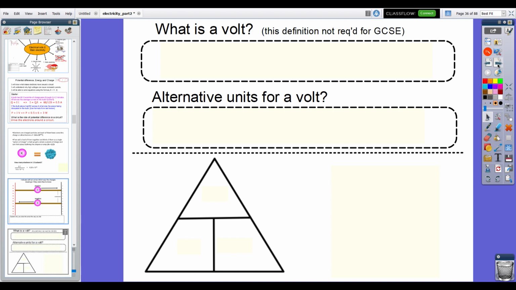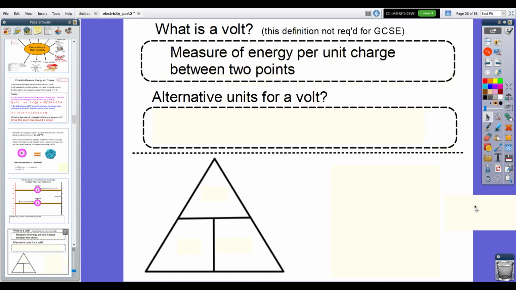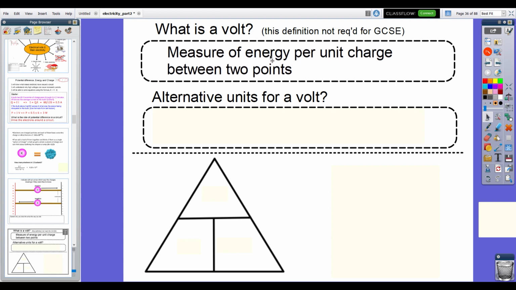Okay. So this is a definition that we use at A level. So it's not necessarily required here, but really, what is a volt? What is potential difference? What's 1 volt? Well, when we're measuring voltage, we're measuring the amount of energy per unit charge between 2 points. 1 volt is actually 1 joule per coulomb. If you move 1 coulomb through 1 volt, then that takes 1 joule of energy. Or another way of saying it, if you apply 1 joule of energy to 1 coulomb, then the difference between those 2 points is 1 volt.